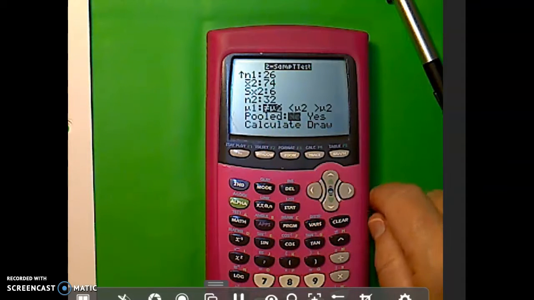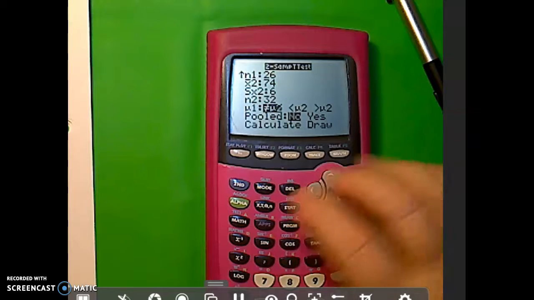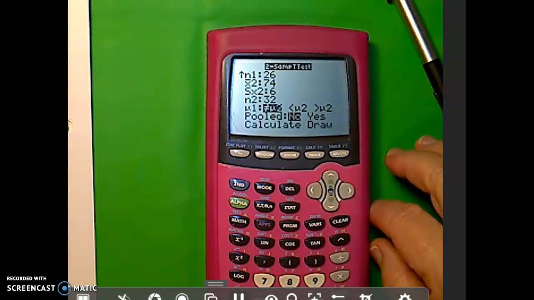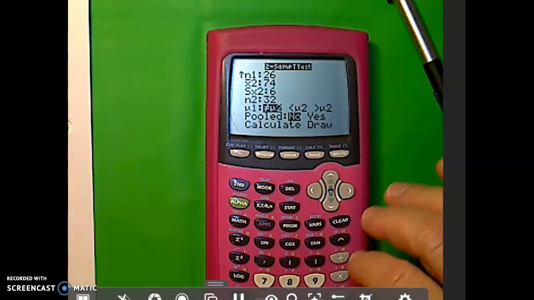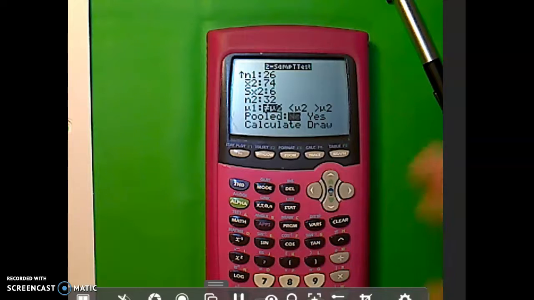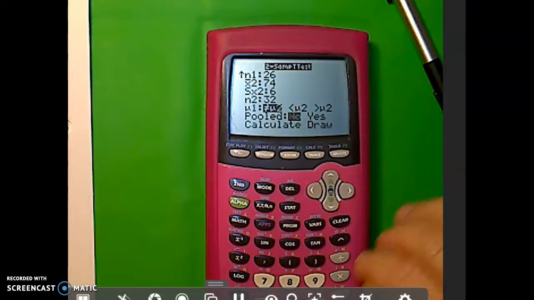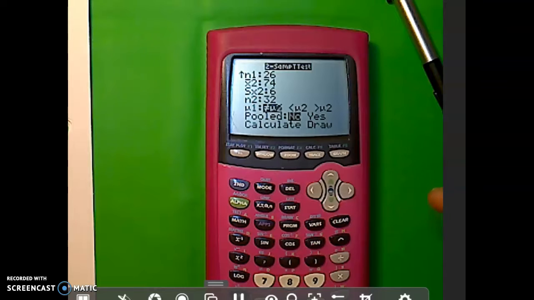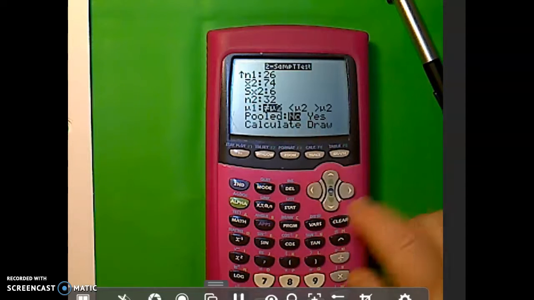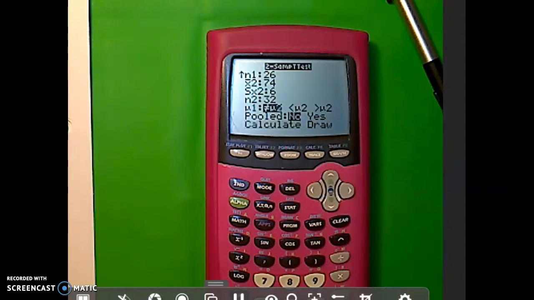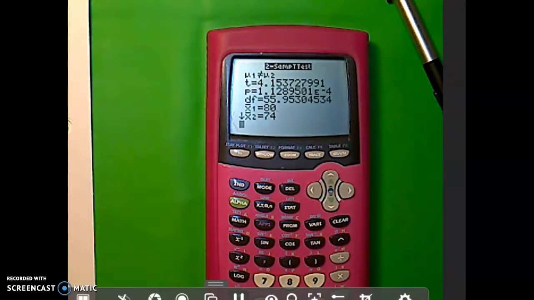Pooled is asking about the standard error work. We're always going to select no for pooled values here. Now, I know the standard error formula looks like we're kind of pooling values together, but it's not in the same way that we pooled them with the proportions. Pooling is a little bit different. There's some information in your text on that. Basically, we want to always choose no. I'm going to calculate this, and here are my results.